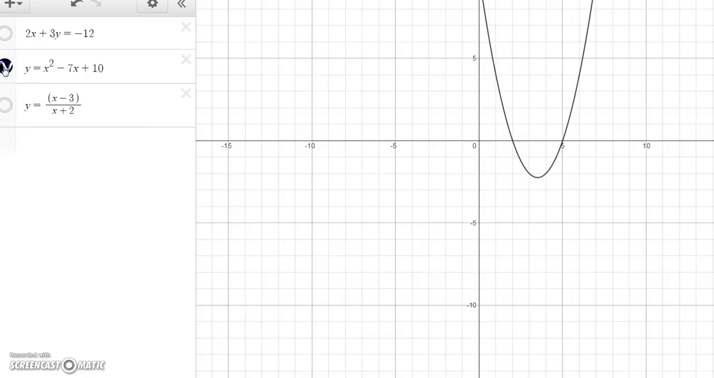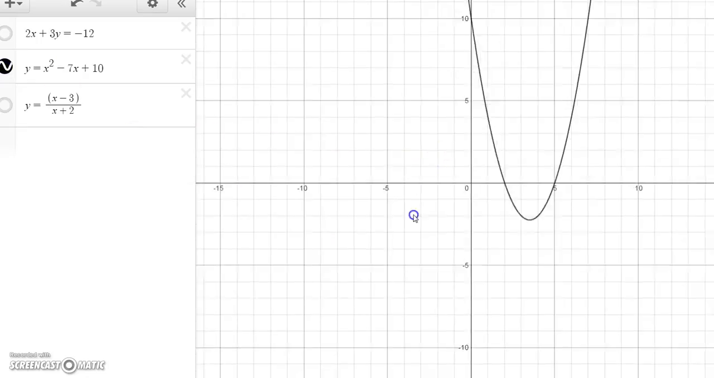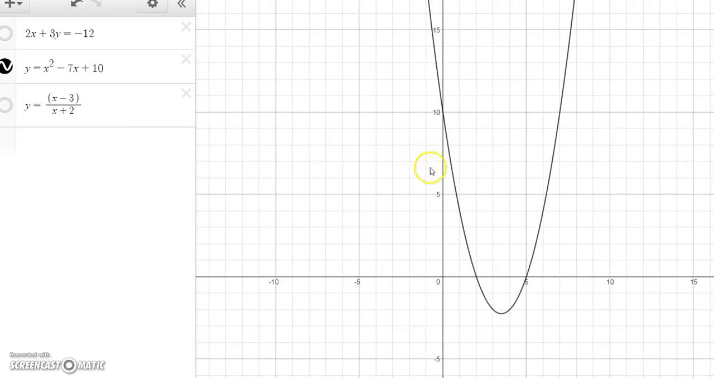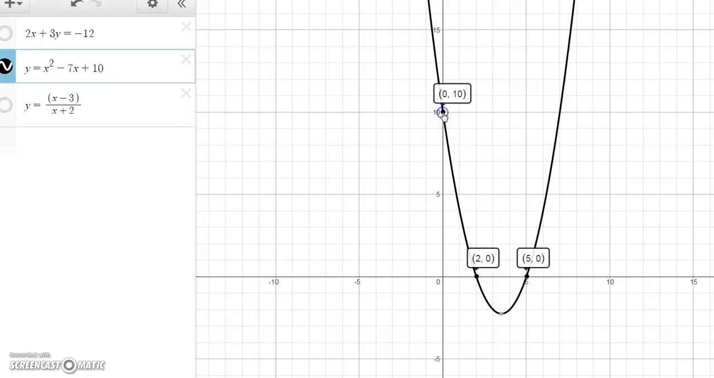Okay, and let's take a look at what that graph would look like. You probably need a little more information to get a good graph of it, but if we take a look at this graph, you can see there's the intercept (2, 0), there's the intercept (5, 0) on the x-axis, and then up here you have the intercept (0, 10) on the y-axis. We'll talk more about graphing these types of parabolas in a later lecture.